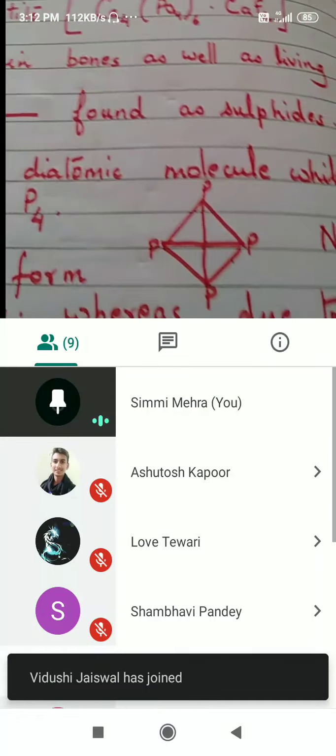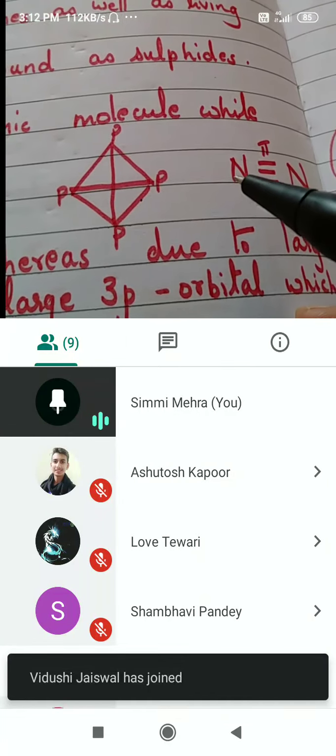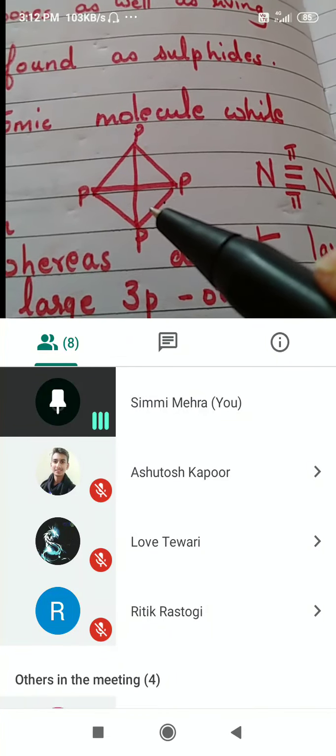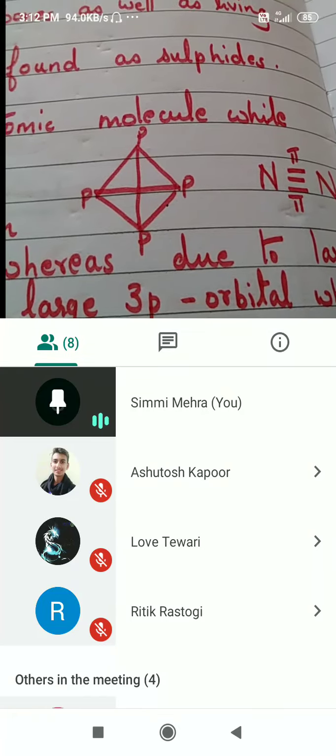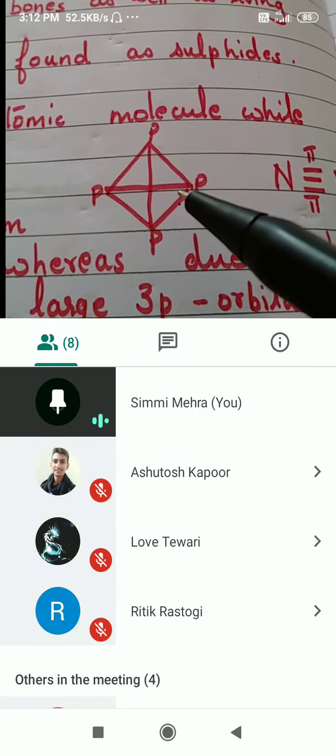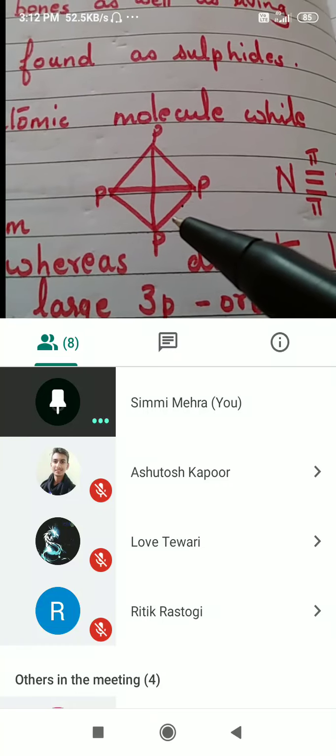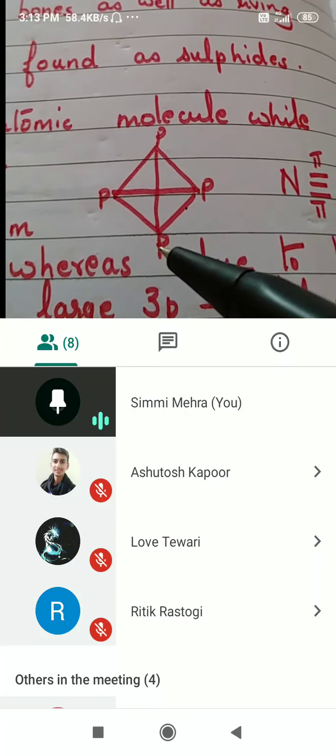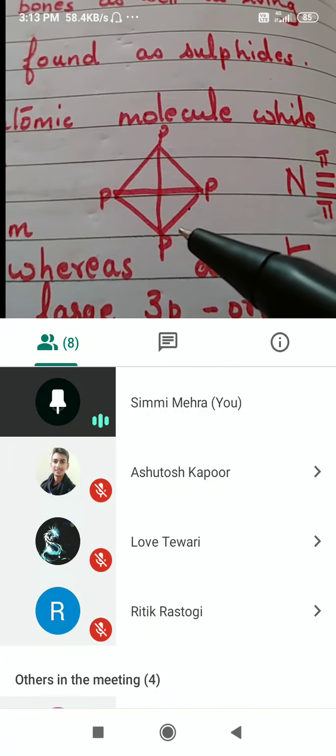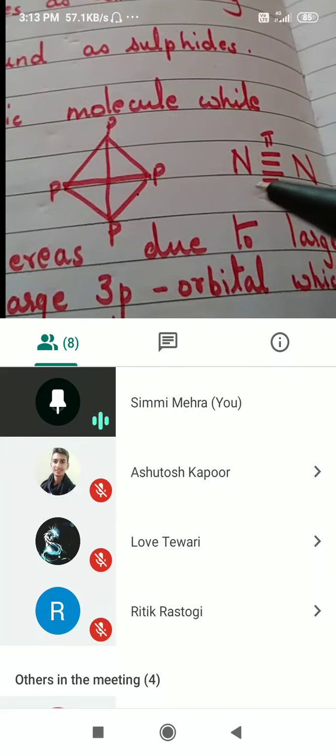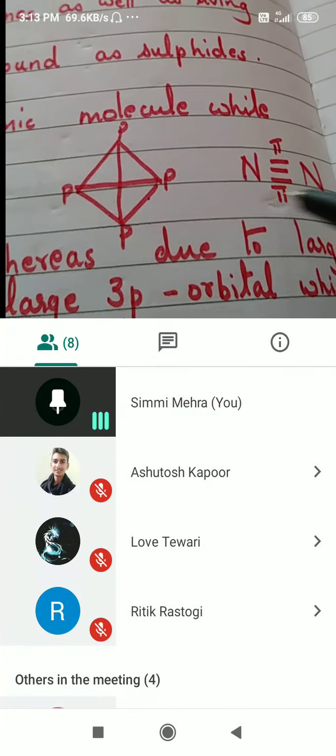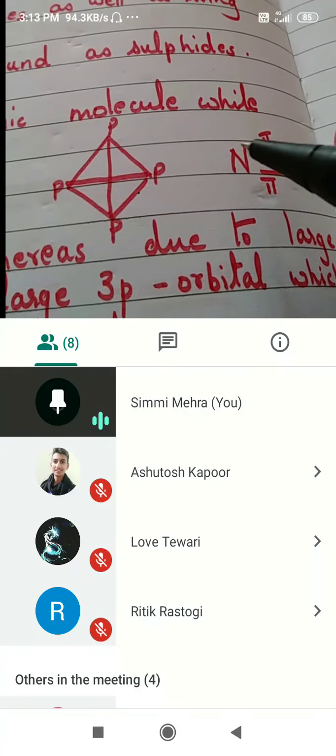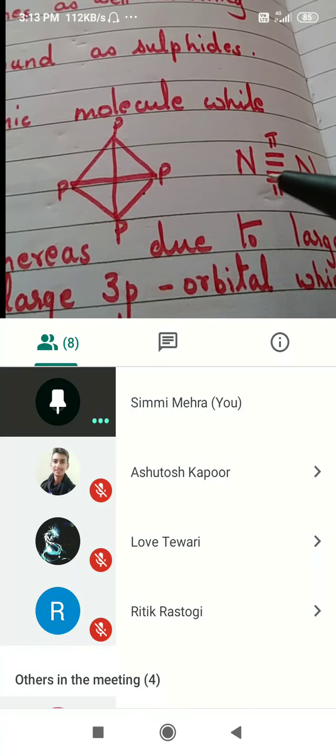Now, something which is striking here is nitrogen is forming pi bonds, that is double bonds and triple bonds. In various structures, in various oxides, it forms double bond and triple bond, but phosphorus only forms single bond. Of course, this property to form long chain of single bonds is known as catenation, right? But nitrogen does not show catenation. Only two atoms are linked together. It's a diatomic molecule.